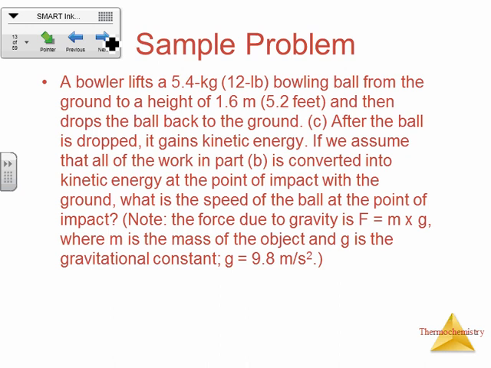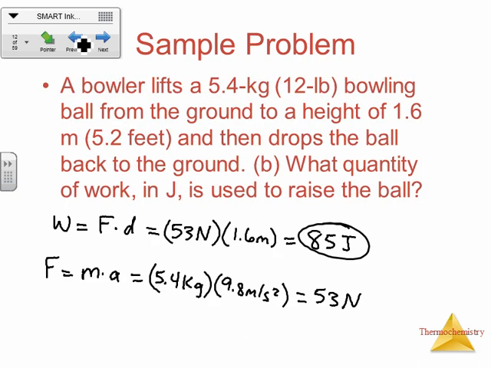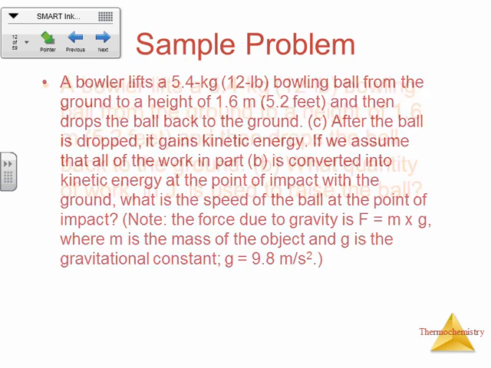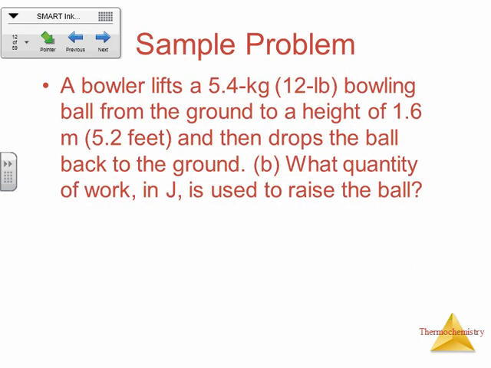And then it says after the ball is dropped, it gains kinetic energy. If we assume that all the work in part B is converted into kinetic energy at the point of impact, what is the speed of the ball at the point of impact? All right, so what we just figured out, it took 85 joules of work to lift that ball up to the height that it was at. So assuming all of that gets converted, I just forget that number, 85.